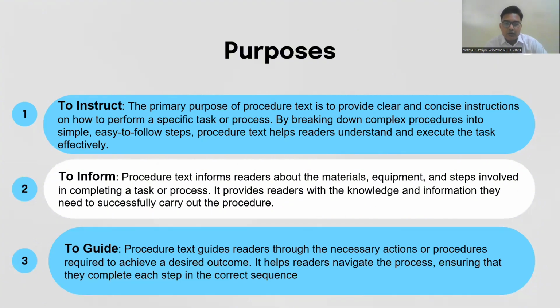The second is to inform. Procedure text informs readers about the materials, equipment, and steps involved in completing a task or process. It provides readers with the knowledge and information they need to successfully carry out the procedure. And the third is to guide. Procedure text guides readers through the necessary actions or procedures required to achieve a desired outcome. It helps readers navigate the process, ensuring that they complete each step in the correct sequence.